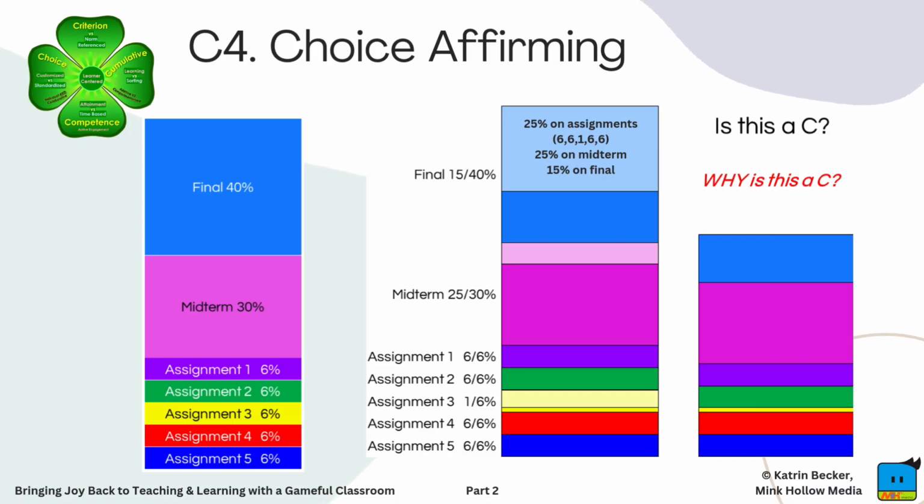They earned 25 out of 30% on the midterm, and on the final they did not do very well. They got 15 out of the 40%. Now when you add those percentages all together, that ends up being a C. Now why is that a C? If you take a look at the work that the student did over the course of the term, they did that quite well. The midterm, they also did quite well.